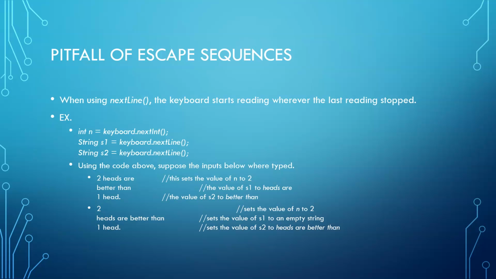All right, so we'll have the first one, 2, which is going to set n to 2 because it's going to get to the next int. And then the value of s1 is "heads are", and the value of s2 is "better than". So this one head down here is going to get discarded.